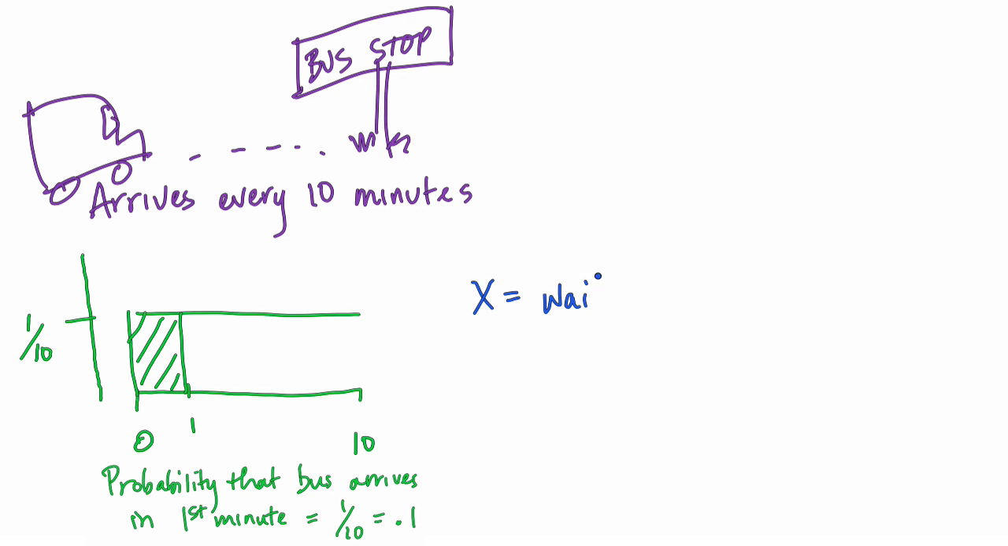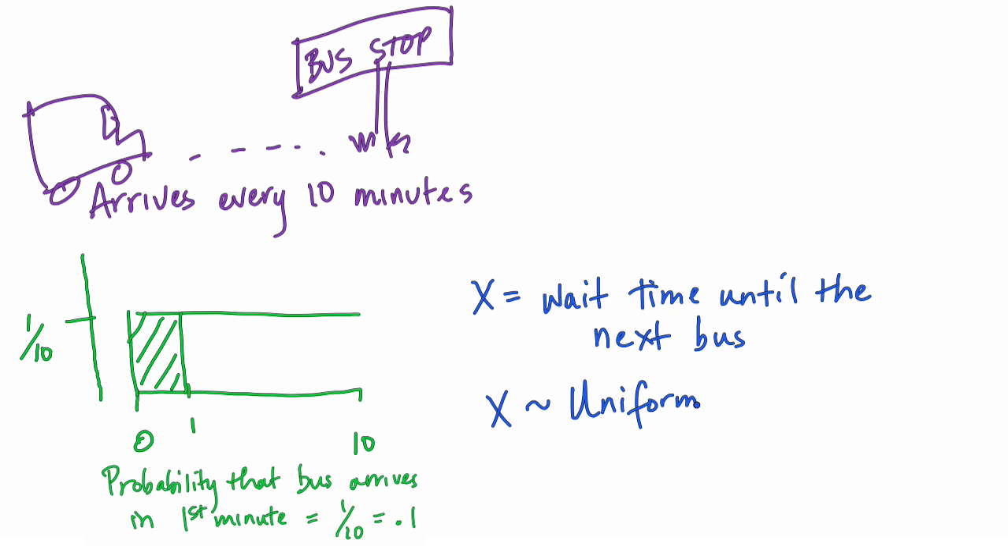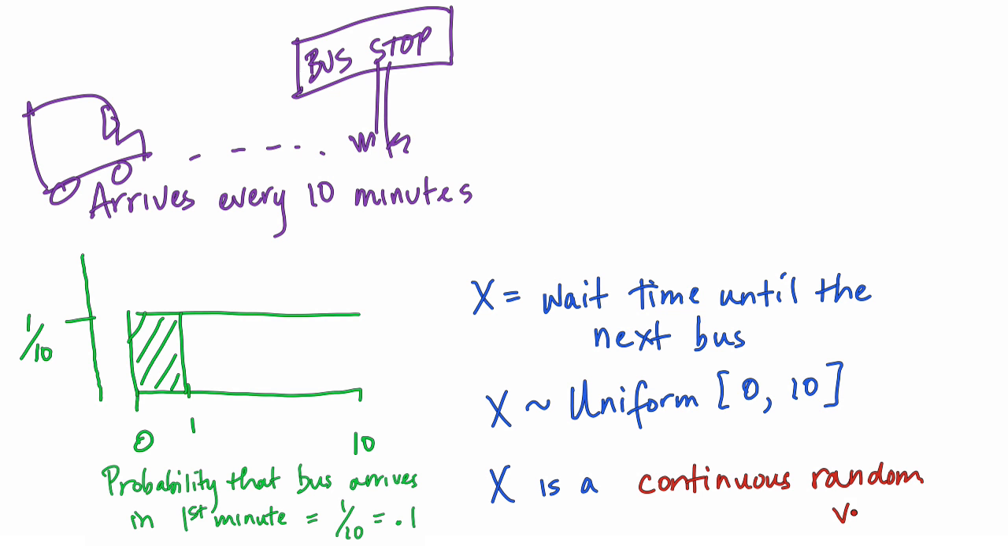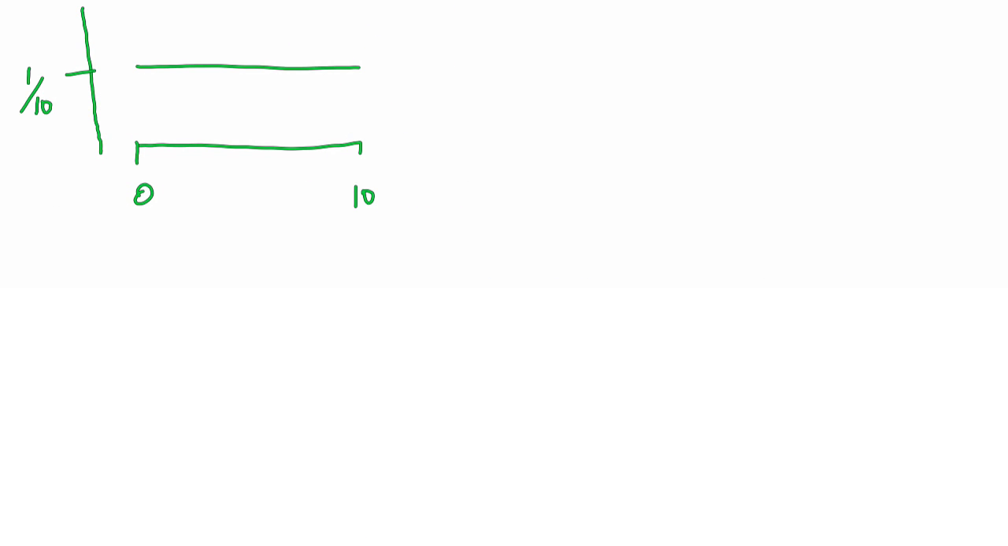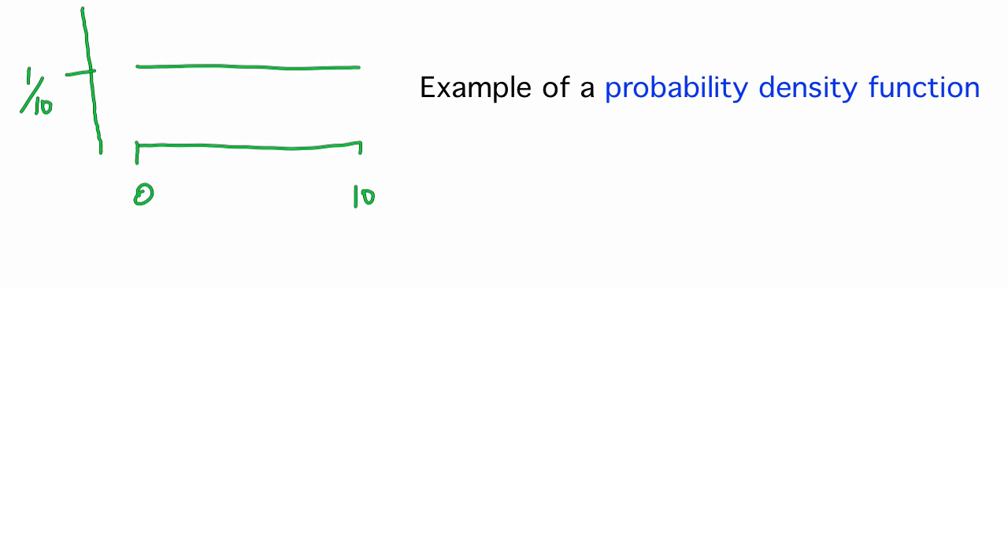We'll call the random variable x, and x stands for how long a rider has to wait for the next bus. X has a uniform distribution on the interval 0 to 10. And we write this as x tilde, meaning x has the distribution, uniform because it's a uniform distribution, and then we put the range or the interval on which that uniform distribution holds in brackets, from 0 to 10: U[0, 10]. X is a continuous random variable since it can take any value in the interval. So this is a continuous uniform distribution. This horizontal line that we've drawn from 0 to 10 at height 1/10 is an example of a probability density function.